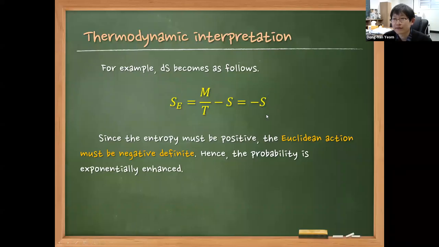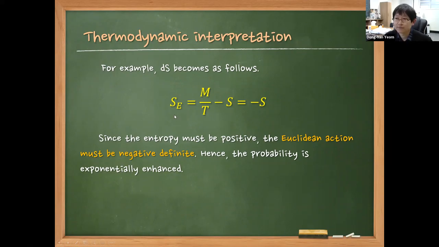And s is the entropy, Se is the Euclidean action. So the entropy must be positive. Of course, in some textbooks, there are some cases for the negative entropy, but in general physical cases, entropy is positive. Sometimes somebody says some negative entropy, but it's a different story. And in most physical situations, entropy must be positive. And then this means that the Euclidean action must be negative definite. And indeed, this is the case. In de Sitter space, if you compute the Euclidean action, then it is negative definite.